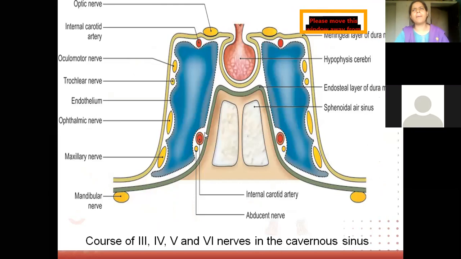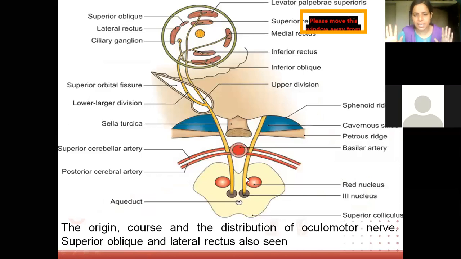If you remember, when I was discussing the orbit, I told you about the superior orbital fissure, and I have already discussed the cavernous sinus, isn't it? When we were discussing the cavernous sinus, I told you the lateral relations of the cavernous sinus also. Laterally, the cavernous sinus is related to many nerves. Because we are dealing with the third cranial nerve, the oculomotor nerve is also related to the cavernous sinus laterally. Now let us see the complete course. You will easily understand and write everything if you practice this picture.